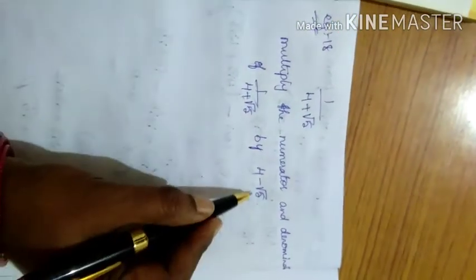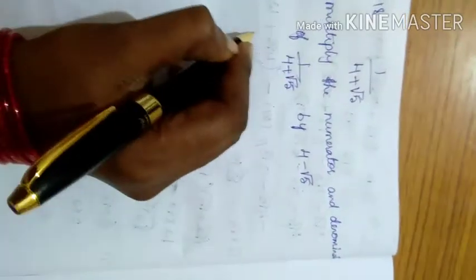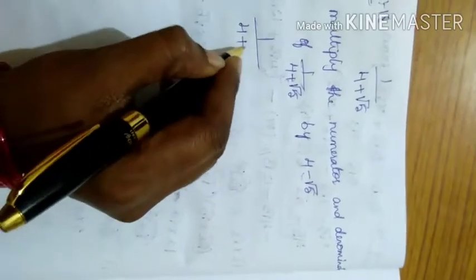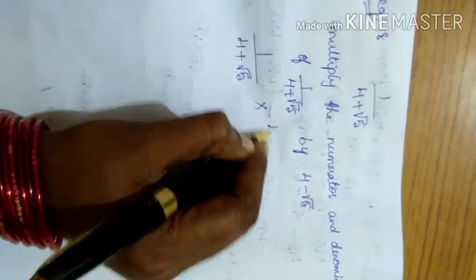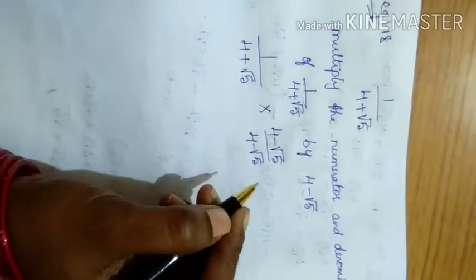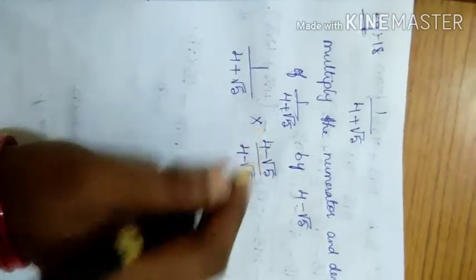Whatever the signs are there, you have to rationalize with opposite signs. Suppose if you are having minus here, then you have to rationalize with plus. Clear? This one you have to remember. Now, observe carefully. What is the question? 1 by 4 plus root 5, right? Here you have to multiply numerator and denominator with 4 minus root 5. This is your major step to rationalize the denominator.